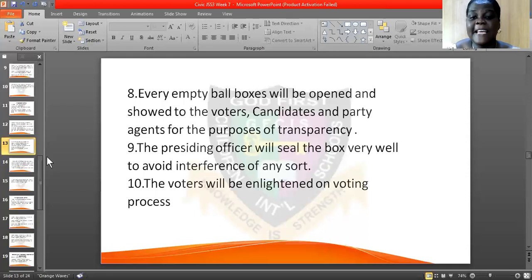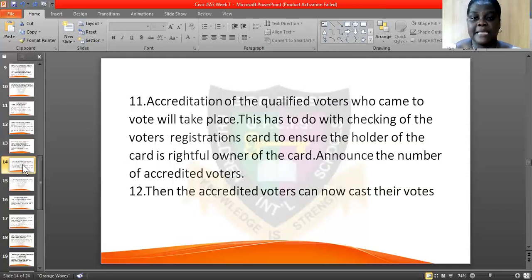And the voters will be enlightened on the voting process. Then there is what is called accreditation. This accreditation is to check the register card of the voters, whether the name they are carrying is theirs, whether the age correlates with who is holding the card. They will check the voters' registration to ensure that the owner of the card is the rightful owner of it, and they will now announce the number of the accredited voters.